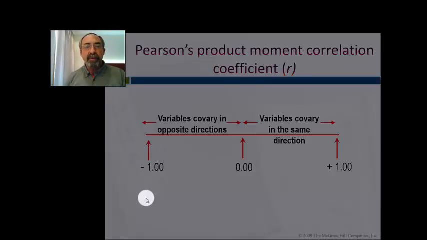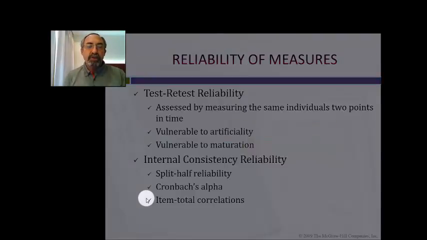As you remember, the Pearson product moment correlation coefficient can go from -1 to +1. If it's 0 to +1, the variables are going to covary in the same way, and if it's 0 to -1, they vary in opposite directions. As one goes up, the other one goes down. A couple of different ways we can measure the reliability of a test.